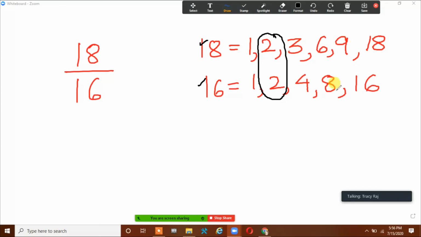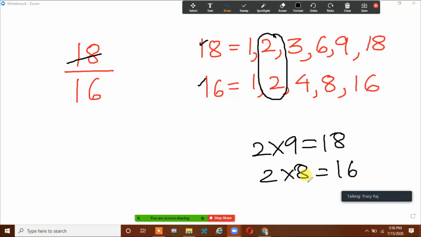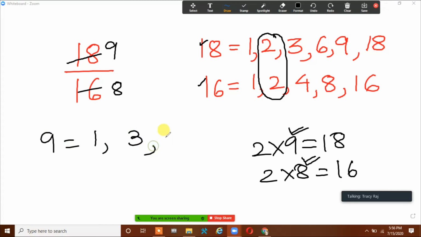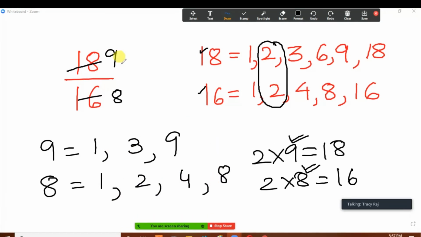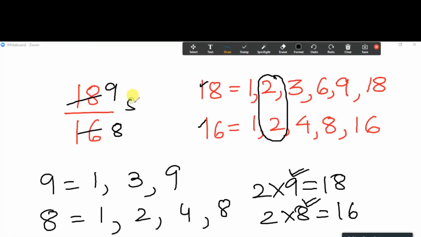So now 2 9s are 18 and 2 8s are 16. So 18 is coming with 9 and 16 with 8. So I will write 9 here and 8 here. Now you see 9 and 8 have no common number, because 9 has factors 1, 3 and 9, and 8 has 1, 2, 4 and 8. So there is no common term, so this is the lowest form. We have to stop here. So the lowest form of 18 by 16 is 9 by 8.